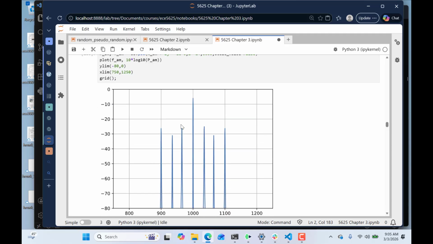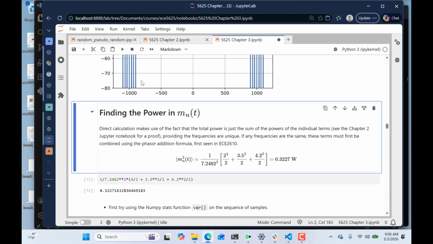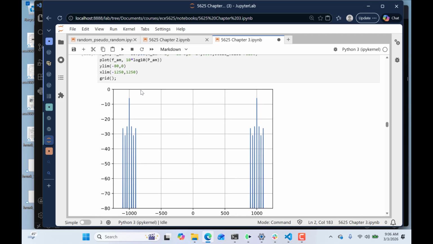It didn't work. Oh, I know what's wrong. I scaled this guy to be positive and negative, so let's make this start at minus 1250. Okay, there it is. So now we're seeing it as a two-sided spectrum just by letting it know that it's possibly complex, but it's really insignificant. It's very symmetrical looking.